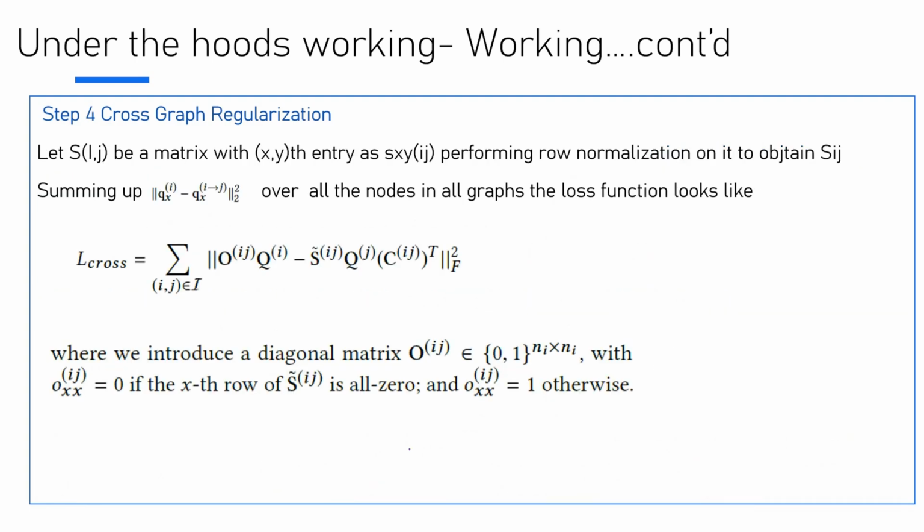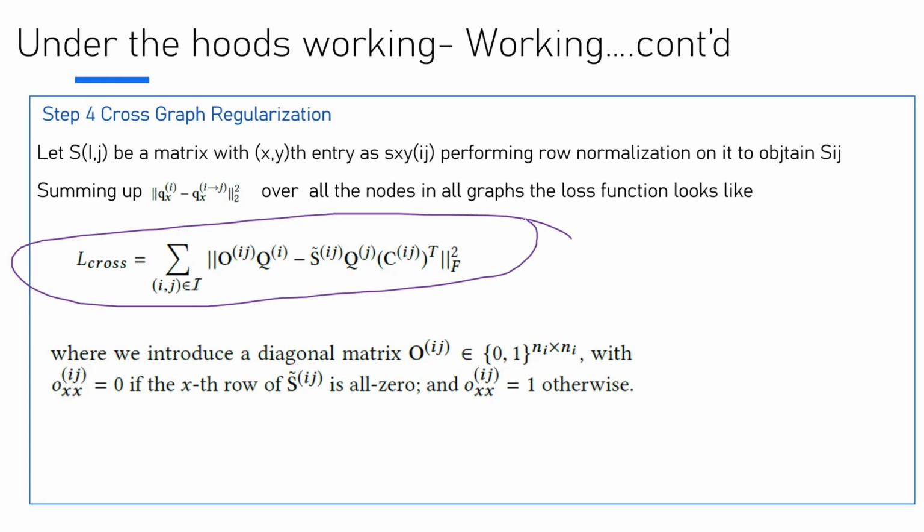Furthermore, let S^ij be a matrix with S_xy^ij as the entry, performing a row normalization to obtain S^ij. So summing up over all the nodes in the graph, the loss function looks something like this. I won't dig too deep into the cross graph regularization. You can refer to the paper, which talks about more of the detail, but I was more interested in highlighting the L_cross loss from a cross graph regularization standpoint.